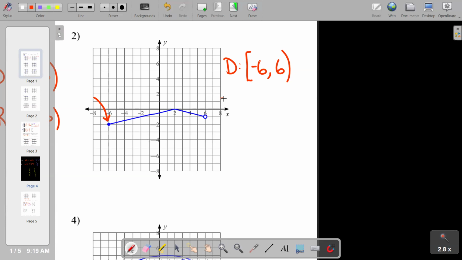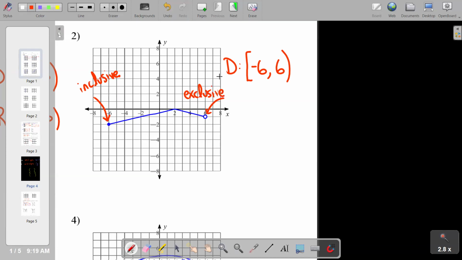What do you think the hollow dot means? It's not included. This is called inclusive. The other one, the opposite of inclusive, is exclusive. So there it is. Thank you for your help with that, Jess.